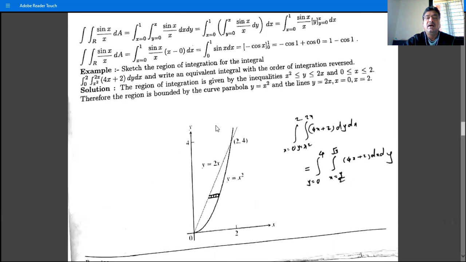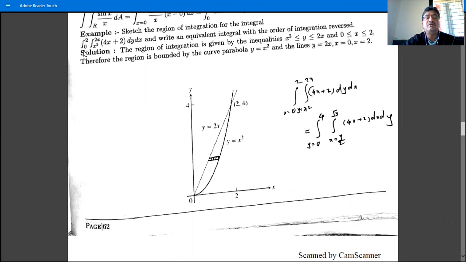And these are the limits on x. X is equal to 0 means the y-axis, and x is equal to 2 means this line, which is parallel to the y-axis and passes through this point 2, 4. So the integral from 0 to 2, y from x square to 2x, of (4x plus 2) dy dx is equal to, and we have to reverse the order.